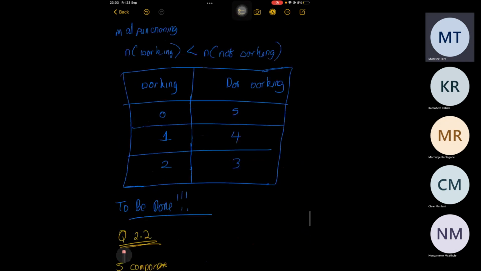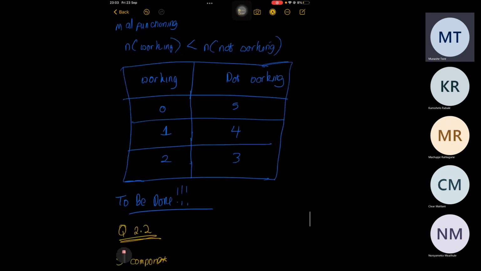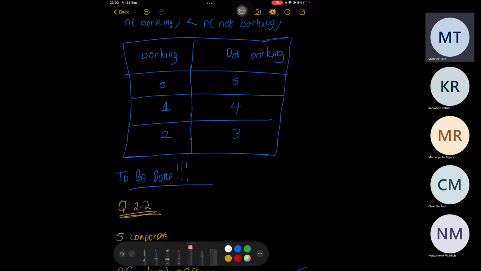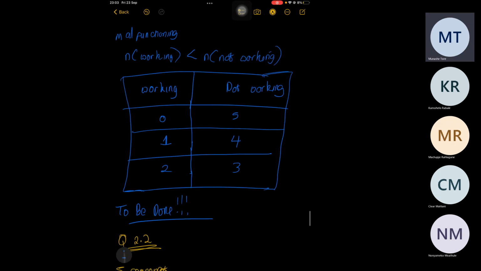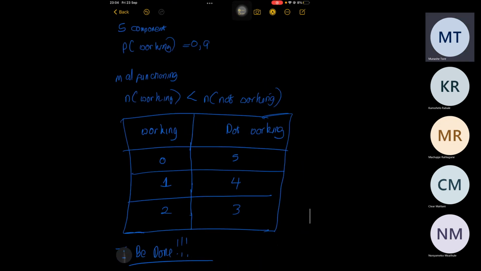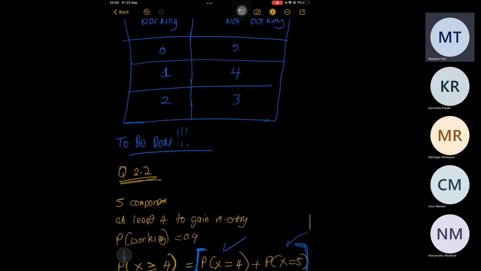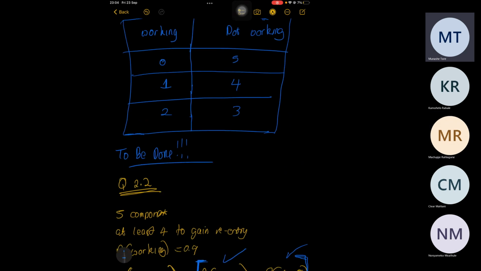So what it means now is you also come to this question that we said you're supposed to do. We know that the probability of working is 0.9, isn't it? The probability of not working is 0.1. So for the first row, it's going to be 0 working, isn't it? So if 0 are working, then 5 are definitely not working. Then 1 is working, then 4 are not. 2 are working, 3 are not.